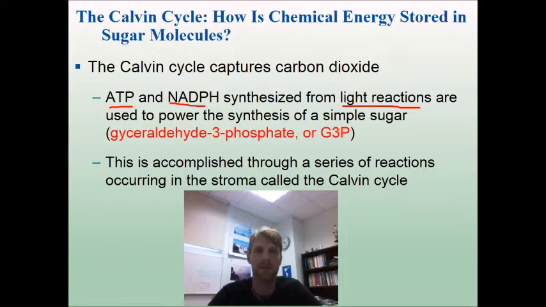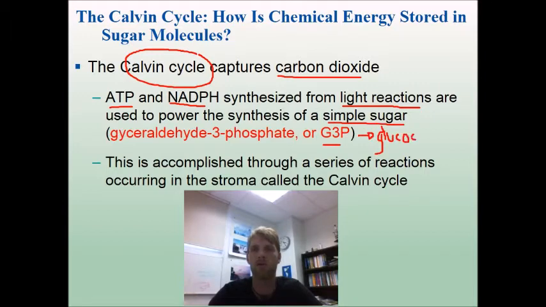So in the light-independent reactions or the Calvin cycle, we use carbon dioxide together with ATP and NADPH to produce a very simple sugar, which we call G3P or glyceraldehyde 3-phosphate. This glyceraldehyde 3-phosphate will make a glucose in a further step. So let me write it down. Glucose, we basically need 2 molecules of G3P to make 1 molecule of glucose. Okay? And this happens in the Calvin cycle.